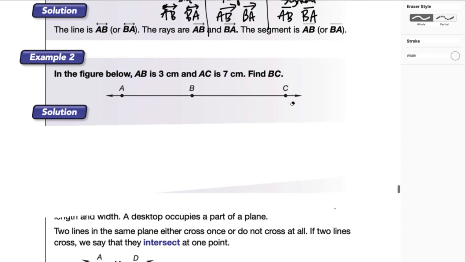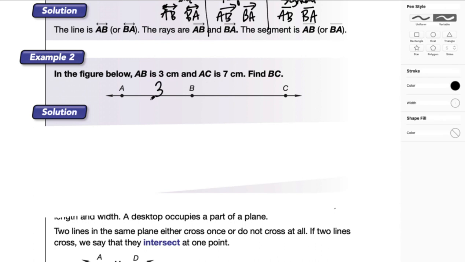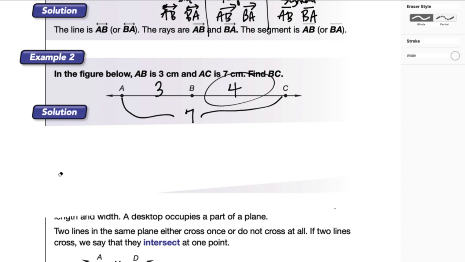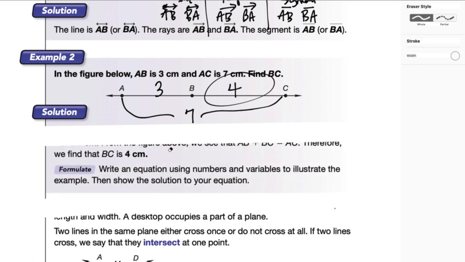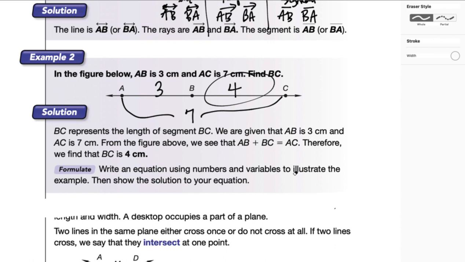Let's scooch up a little bit. So here in example 2, in the figure below, AB is 3, and AC is 7, and we need to find BC. I know we've worked on this before, and I know you know that this answer would be 4, and you're going to do that by subtraction. And that makes perfect sense. That's exactly what the textbook tells us, because we know that segment AB plus segment BC is equal to segment AC.